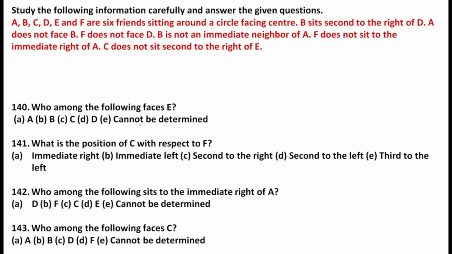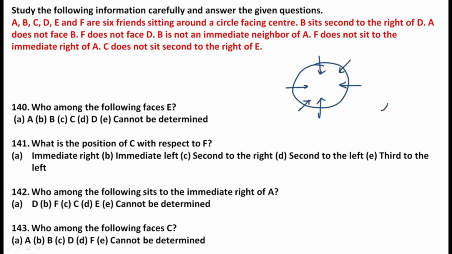Now see, there is a circular arrangement question. Study the following information carefully and answer the given questions. A, B, C, D, E, F are six friends sitting around the circular table. Everyone is facing the center. You just take six positions in the circle. You can take any diagonal.